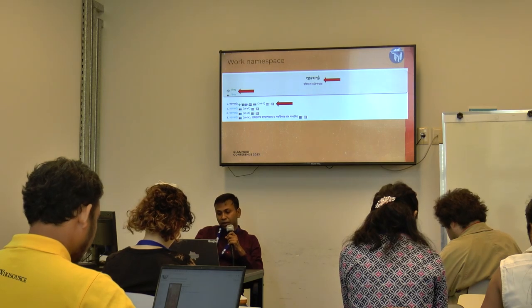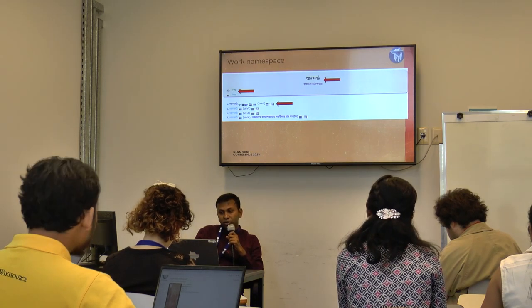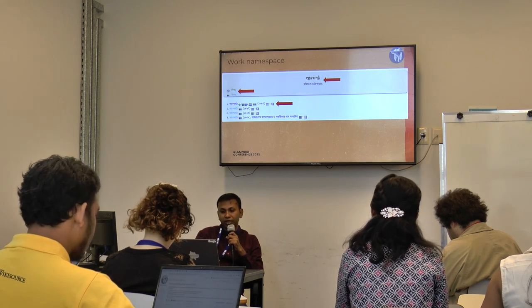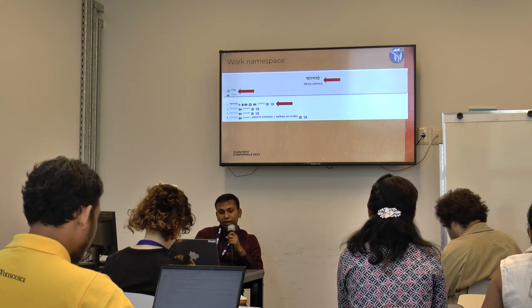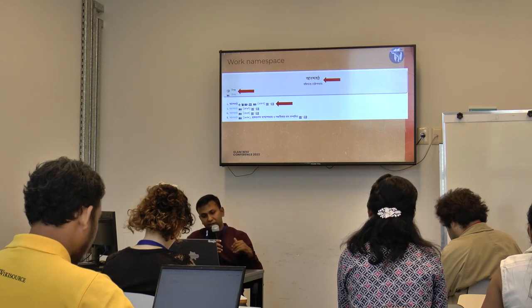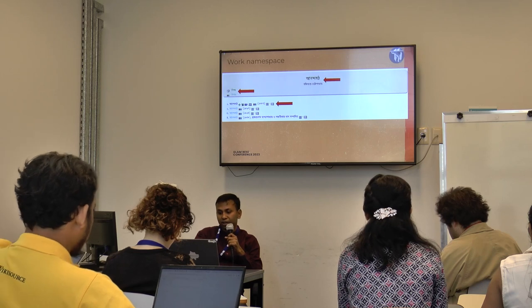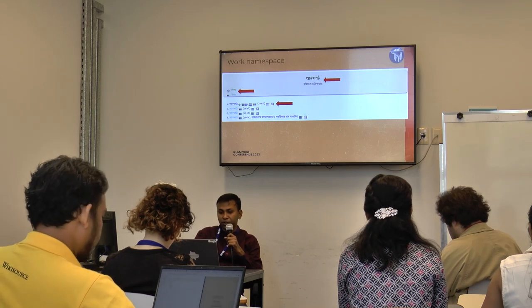There is a work namespace also, which is only available in Italian and Bangla Wikisource, where you link directly with the Wikipedia articles. Similar things: the list of books is coming from Wikidata, and the name of the book and the author of the book are coming from Wikidata.